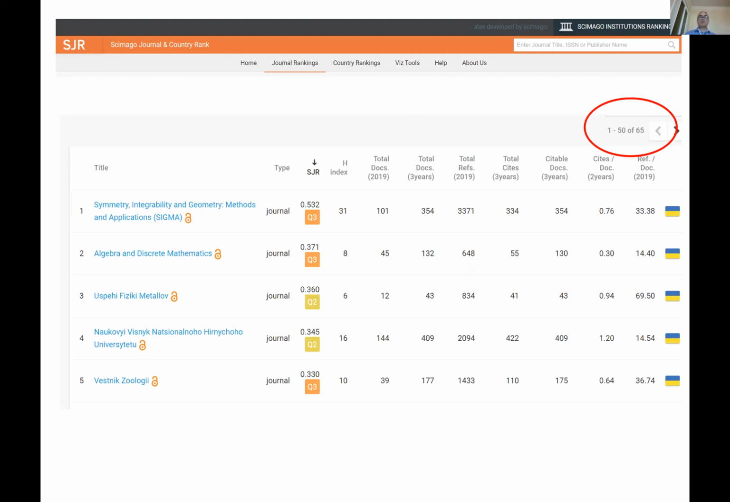Here is another example of journal ranking. Journals coming from Ukraine, and we see that there are 65 journals. In this particular example, they are ranked based on Scimago Journal Rank, again in descending order. But we can also rank these journals based on Hersh Index. The highest Hersh Index is for Geometry journal, an open access journal. So this platform can be used by authors to find a relevant target for their good article.